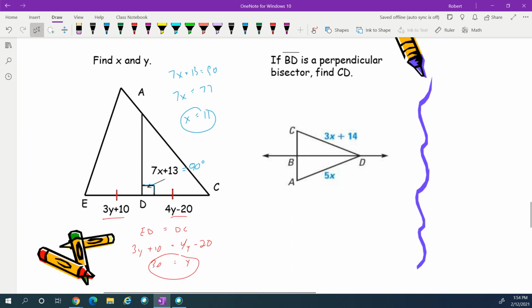In our second problem here, we're using our knowledge that any point on the perpendicular bisector is equal distance to those endpoints, which really just means we have an isosceles triangle and the 3x plus 14 is equal to the 5x. And we can solve for x from there.